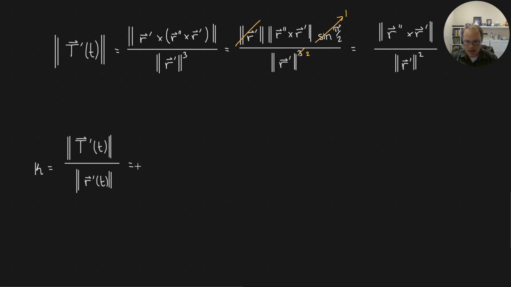So if I plug that in, I get the norm of r double prime cross r prime on top. And on bottom, I already have a norm of r prime of t, and I get 2 more. So altogether, I will have norm of r prime of t cubed.